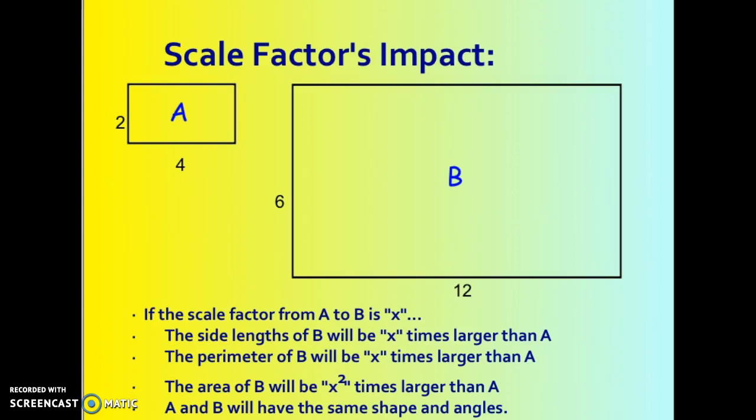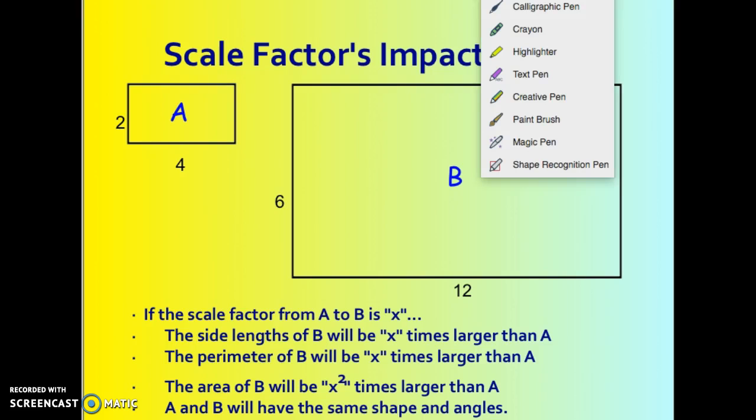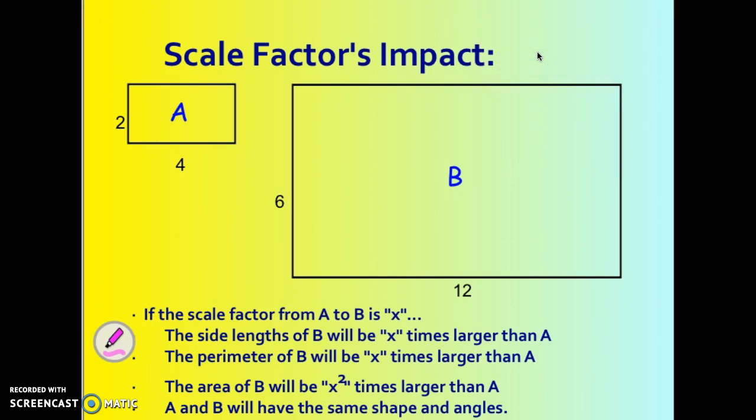Okay, let's summarize, because these impacts of scale factor are actually always going to be true. So no matter if it's these shapes or even if it's not a rectangle, certain characteristics are always true. The first one being, if the scale factor from A to B is x, the side lengths of B will always be x times larger than A. So if it was a 5 scale factor, they would be 5 times larger. The perimeter will always be x times larger than A. So the perimeter grows in the same way. It would also be, in that case, 5 times larger, or whatever x is.